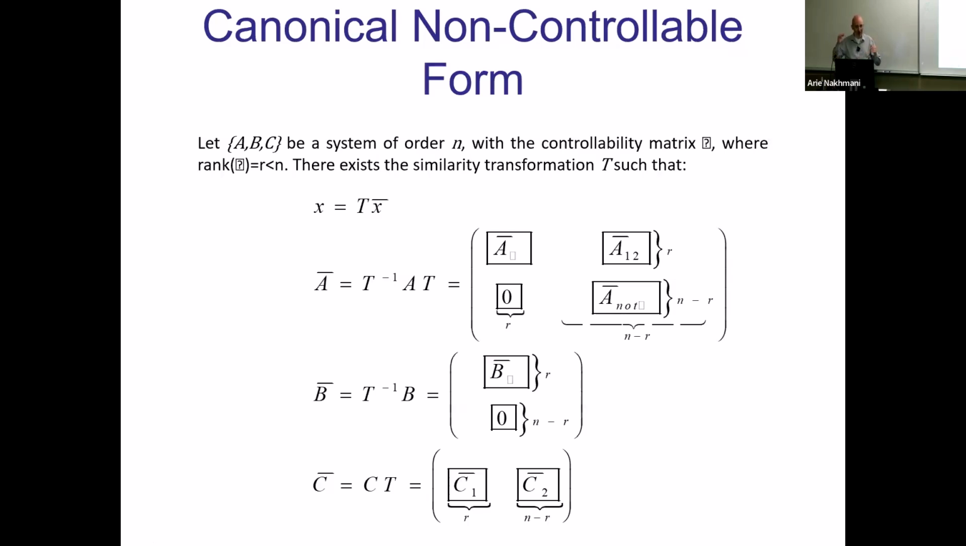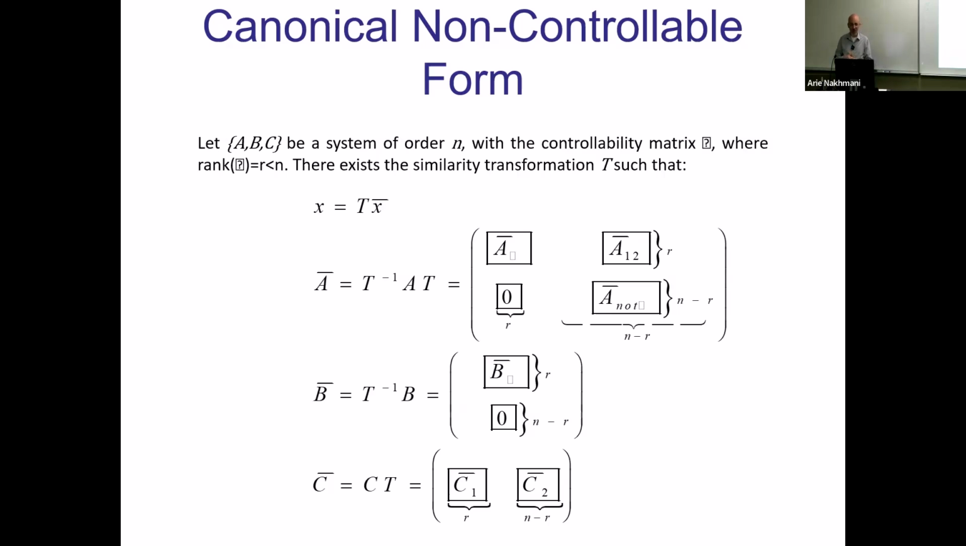So remember, rank tells you how many independent rows or columns you have, which is an equal number. We have a mathematical theorem that the rank of rows and the rank of columns give you the same number. So this number is less than n.